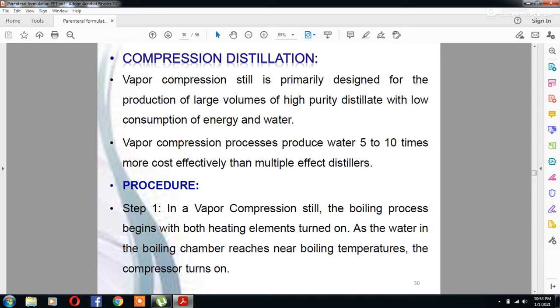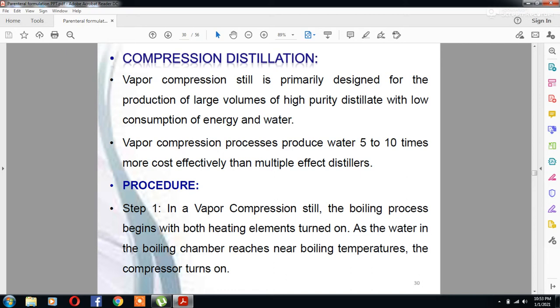In compression distillation, the vapor compression still is primarily designed for the production of large volumes of high purity distillate with low consumption of energy and water. The vapor compression process produces water 5 to 10 times more cost effectively than multiple effect distillators.